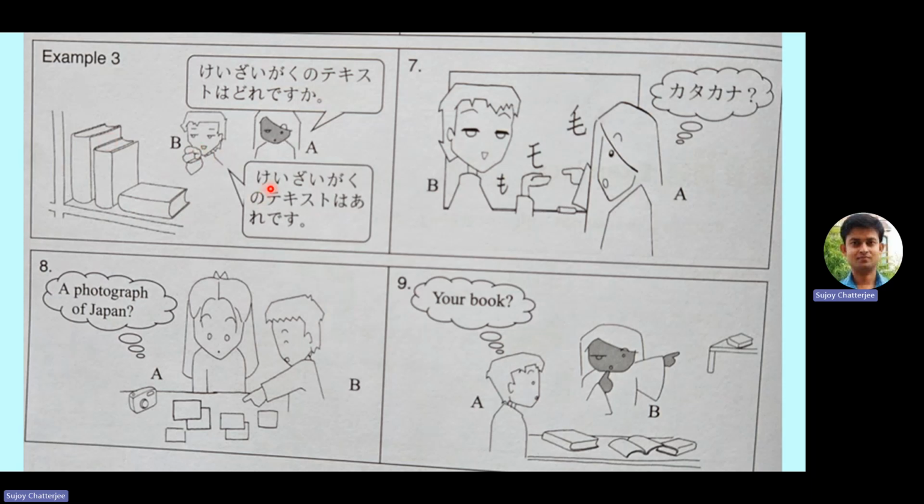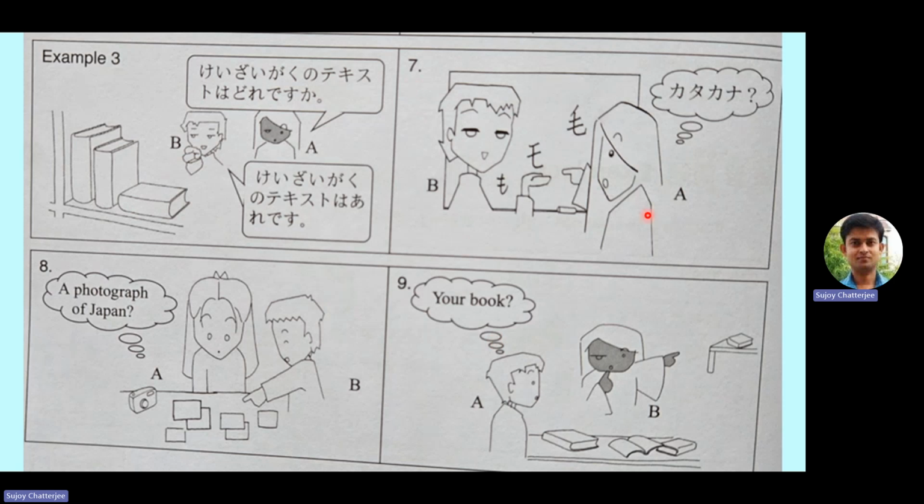And he says, Keizai gaku no texto wa are desu. So he is pointing to a particular book and saying that that over there is the economics textbook. Following the same rule, you have to answer these three questions, 7, 8, and 9.